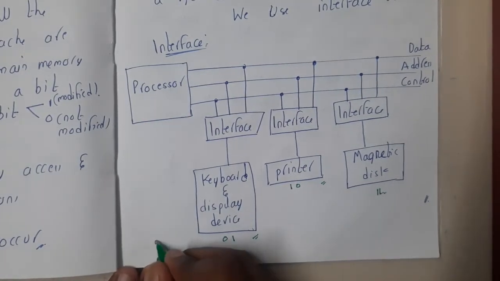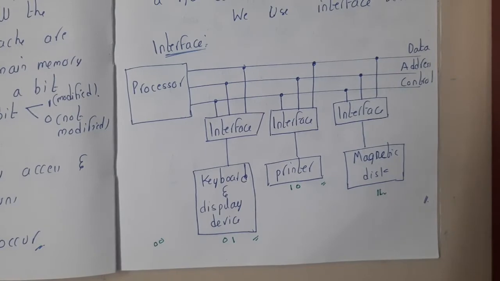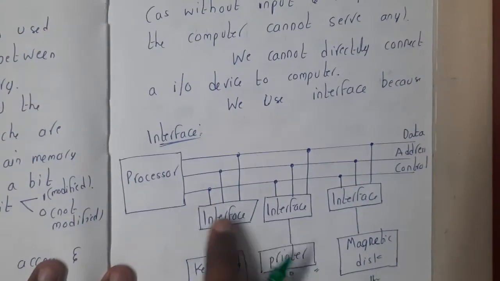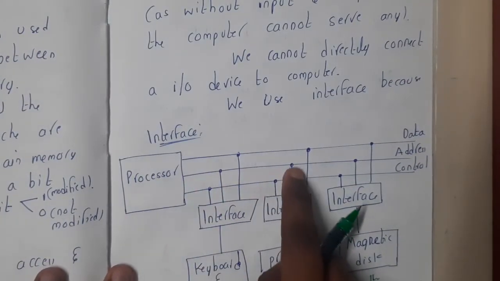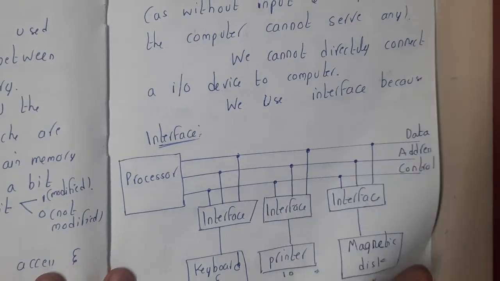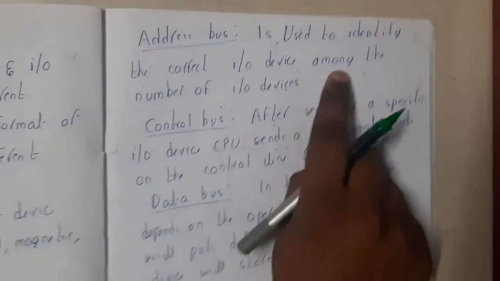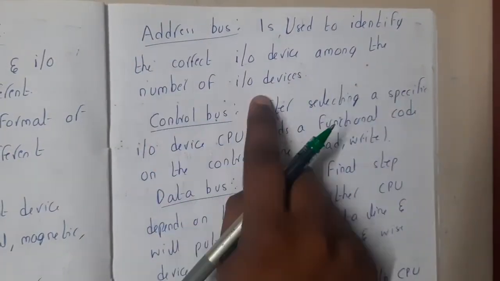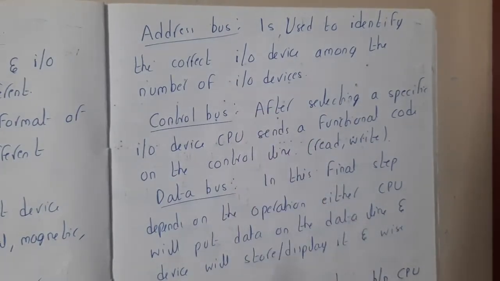So one more device is there, 00. So now you are searching for a particular device called 10. So at that time in this address line you will pass 10, means indirectly that guy will be active. So in that way it will work, guys. It is used to identify the correct input device among the number of IO devices for that address bus.